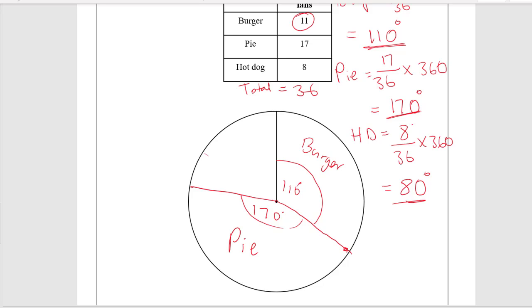And the last one is 80 we got. So this looks about right. This is 90 degrees. And we have 80. So slightly less. So quite good at estimating things. So let's label this as 80.